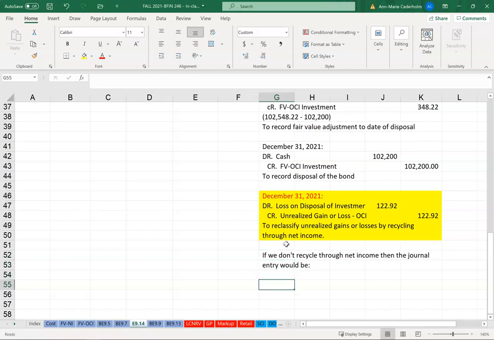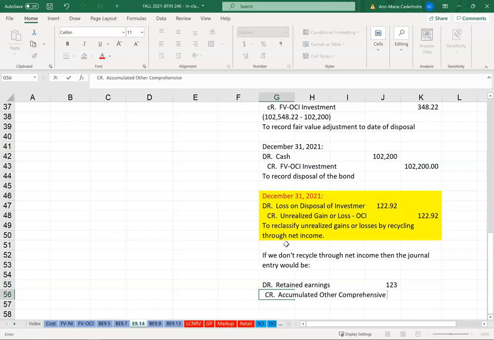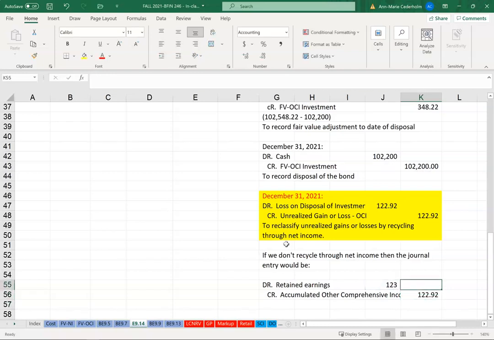Debit to retained earnings of 122. So we're bypassing the income statement. And then we would credit accumulated other comprehensive income for 123 with the decimal places.